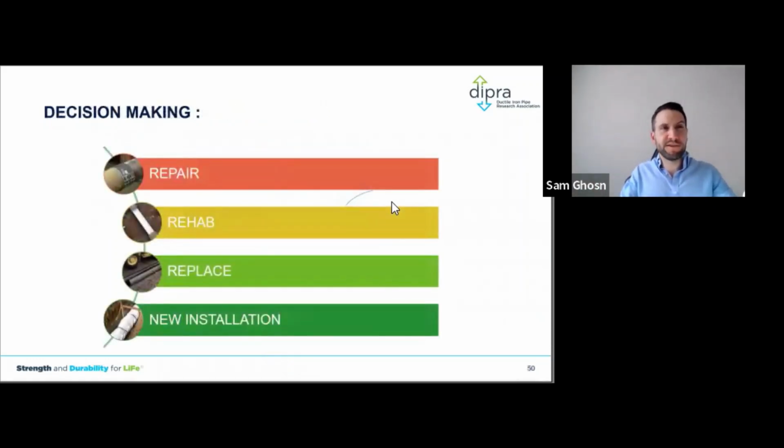So when it comes to decision making after condition assessment and evaluation of the remaining thickness and status of the pipe, we could make a decision with ductile and cast iron pipe. Especially I'm talking about cast, because here older mains are cast iron, newer mains are ductile iron. We'll either repair those pipes, rehab them, replace them, or if we're considering a new project, for example a 24-inch ductile iron transmission main, that's a new installation.